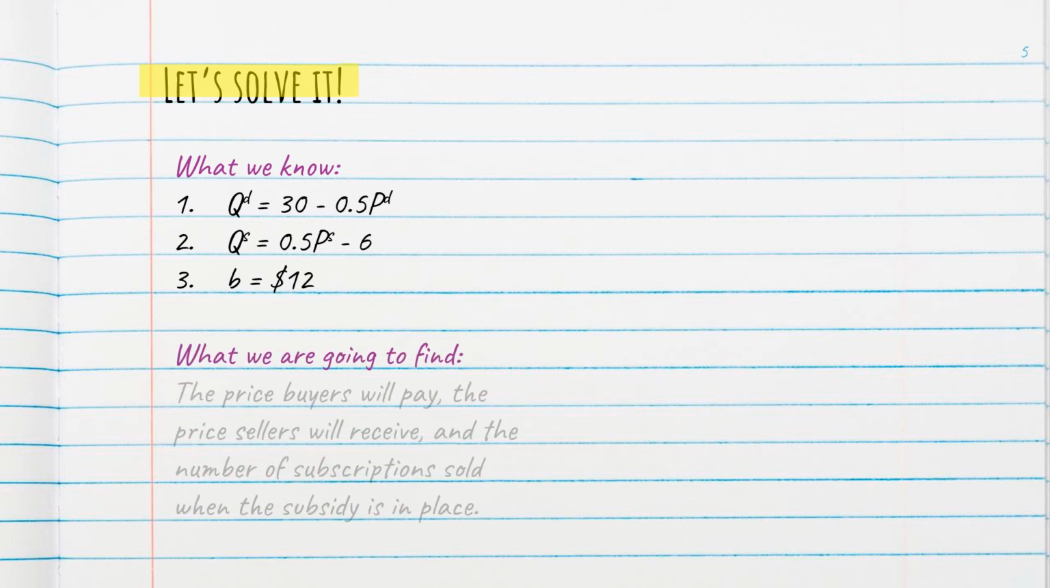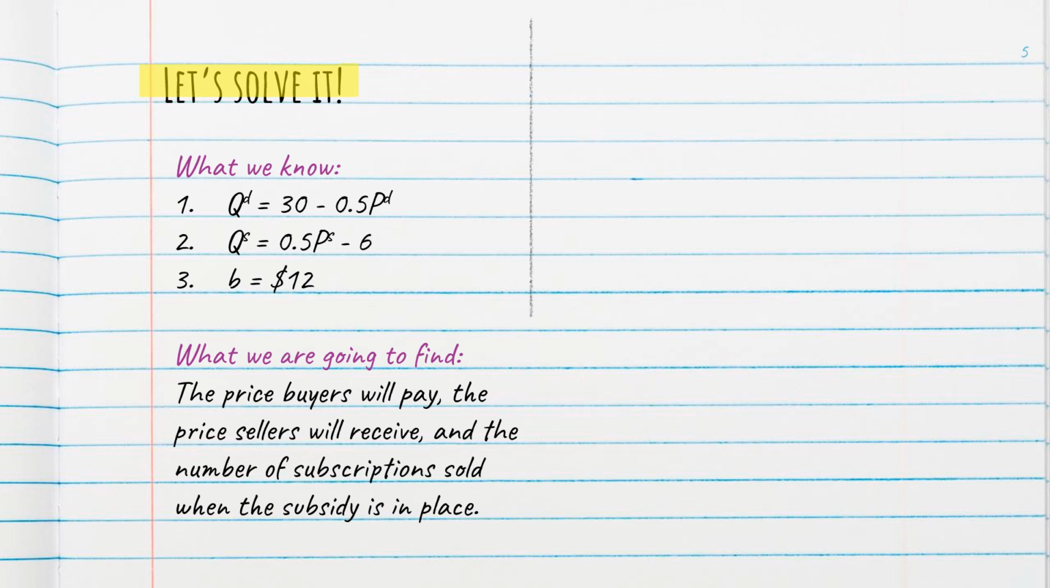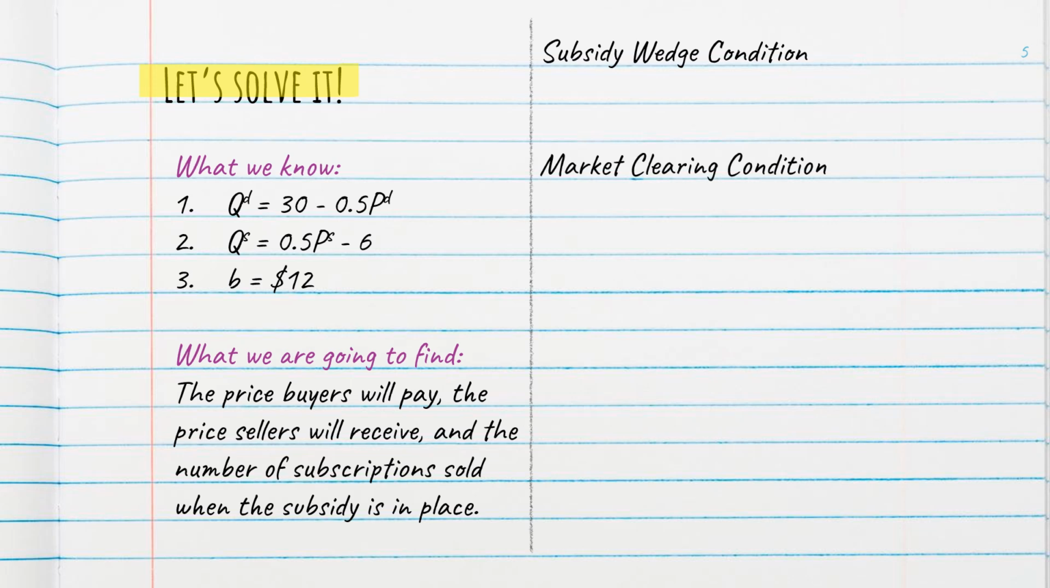Let's solve this question. Here's what we know. We have our demand curve, our supply curve, and our $12 subsidy. We are trying to find the price buyers will pay, the price sellers will receive, as well as the equilibrium number of subscriptions when the subsidy is in place. In order to solve this question, we need to apply our subsidy wedge condition and our market clearing condition. So the subsidy wedge condition is that the price that sellers receive is equal to the price that buyers pay plus the subsidy of $12. We'll call that equation 1.